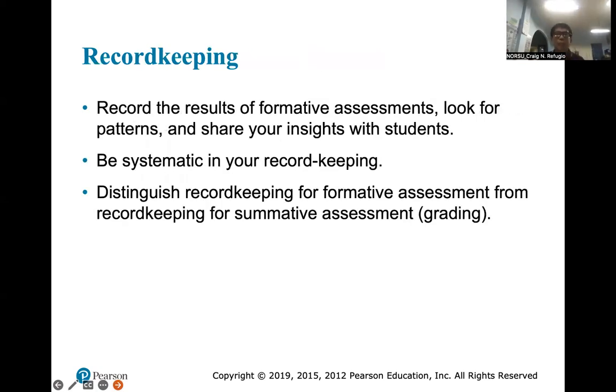Record keeping. Record the results of formative assessment, look for patterns, and share your insights with the students. Looking at the data can speak about any information or many information. And look at the information that you get from those data recorded from formative assessments. Let the data speak. What is the message of the data? What is the data actually speaking for? Be systematic in your record keeping.